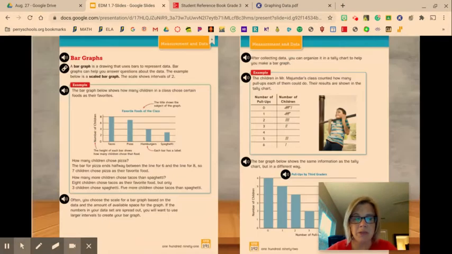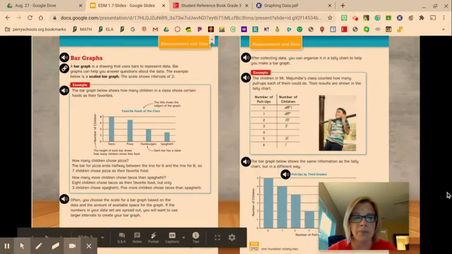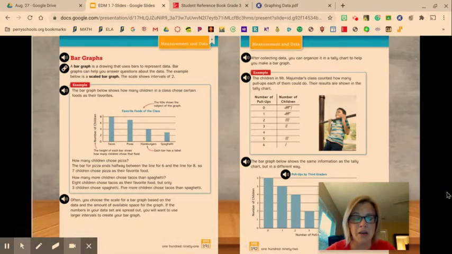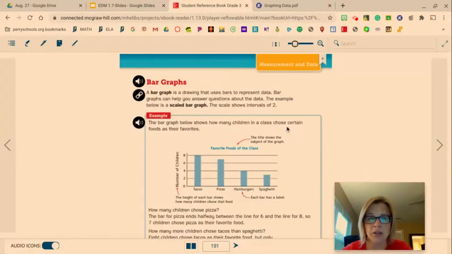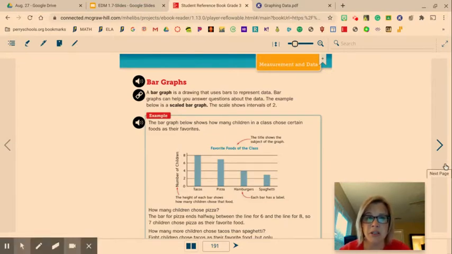Before we jump into everything, I want to show you a page that's in our SRB. You can go to this by going to the Everyday Math online website, going to your SRB, and going to page 191 to get to the information about bar graphs. Bar graphs are drawings that use bars to represent data. All of this information we're learning today is about collecting data, and bar graphs can help you answer questions about the data.